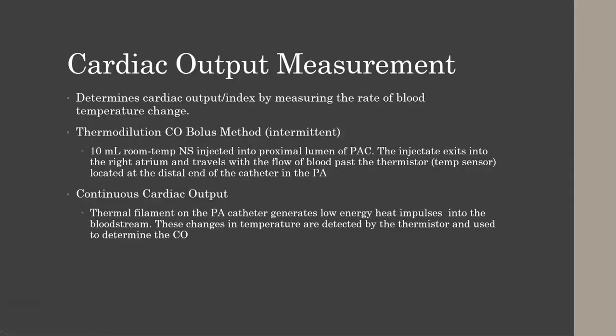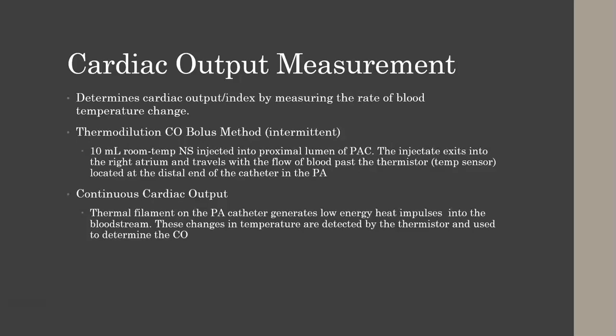All right, so cardiac output measurement. It determines cardiac output and index by measuring the rate of blood temperature change. So thermodilution cardiac output, the bolus method, is intermittent. We use 10 mLs of room temp saline that is injected into the proximal lumen of the PA catheter.